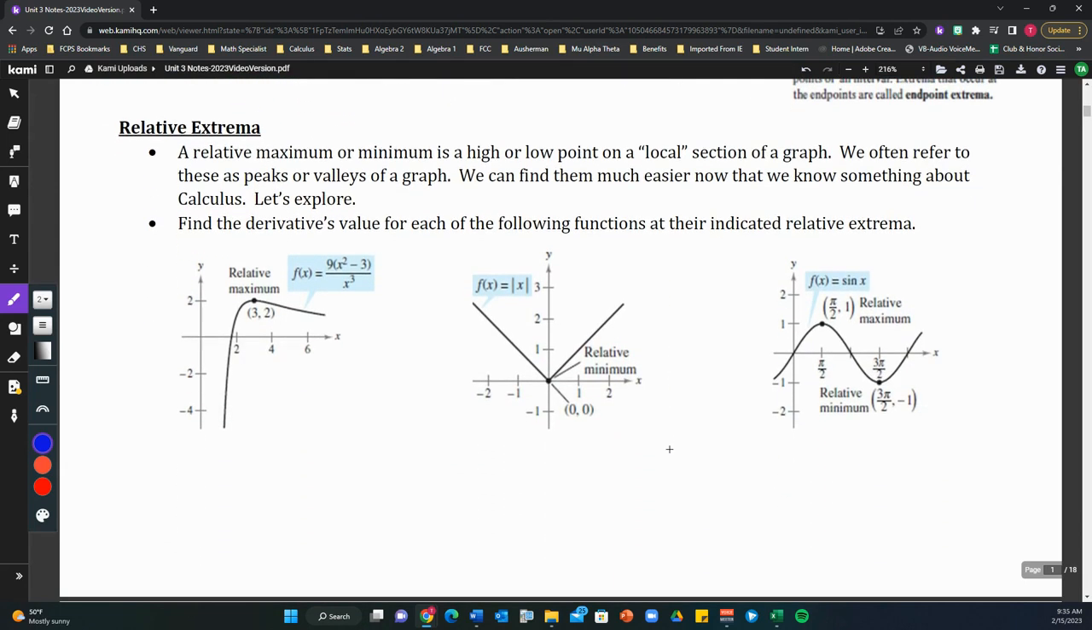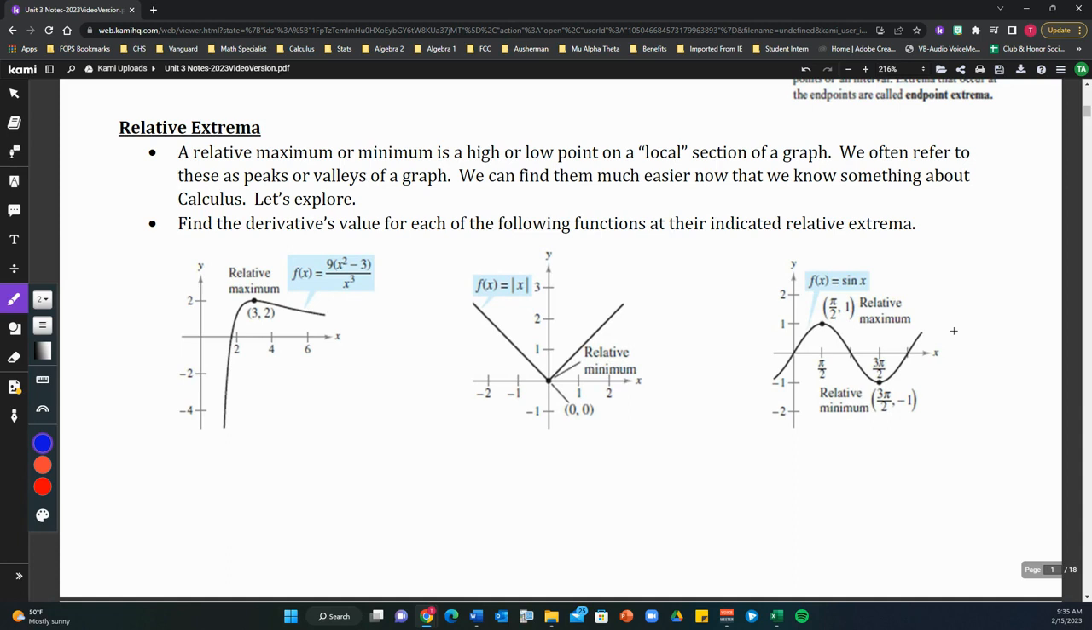So for the first kind, relative extrema. This is really more calculus based. We can do a lot more with relative extrema thanks to calculus. But a relative max or minimum, again, is a high or low point on a local section of a graph. We often refer to these as peaks or valleys for a graph. It's where we reach the top point or the bottom point. And we can find them much easier now that we know something about calculus.